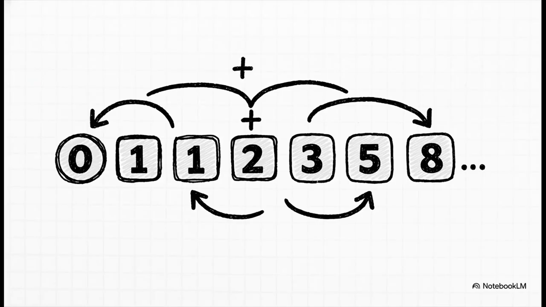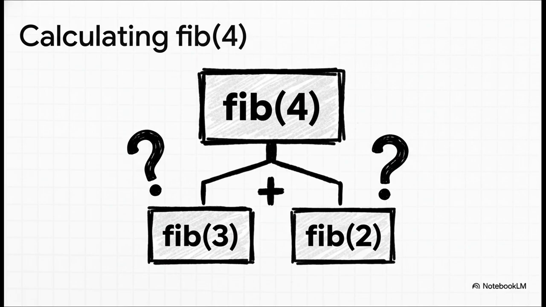We're going to use the famous Fibonacci sequence. You've probably run into this before. You start with 0 and 1, and then every number after that is just the sum of the two before it. It's like it was made for a recursive solution. So let's say our goal is to find the fourth number in the sequence, which we'll call fib4. The rule is simple, right? To get fib4, we just need to add fib3 and fib2.